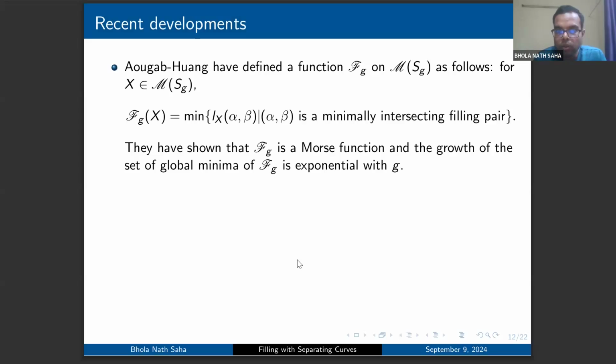Aougab and Huang also defined a function F_g on the moduli space, which is defined as follows: for a hyperbolic surface X, F_g of X is the length of the shortest minimally intersecting filling pair on the surface X. They have shown that this function F_g is a Morse function, and the growth of the set of global minima of F_g is exponential.